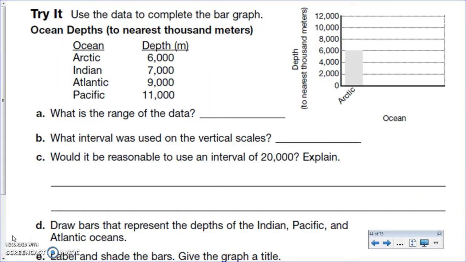Try it. Use the data to complete the bar graph. So we're looking at ocean depths to the nearest 1,000 meters. So our 4 oceans are the Arctic, the Indian, the Pacific, and the Atlantic, and the depth in meters is 6,000, 7,000, 9,000, and 11,000. So question A asks us, what is the range of the data? And that means the highest value minus the lowest value. So 11,000 minus 6,000 gets us a range of 5,000.